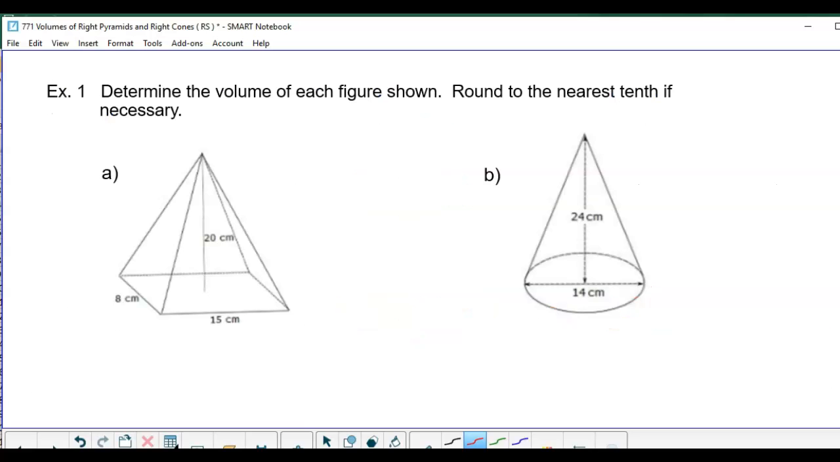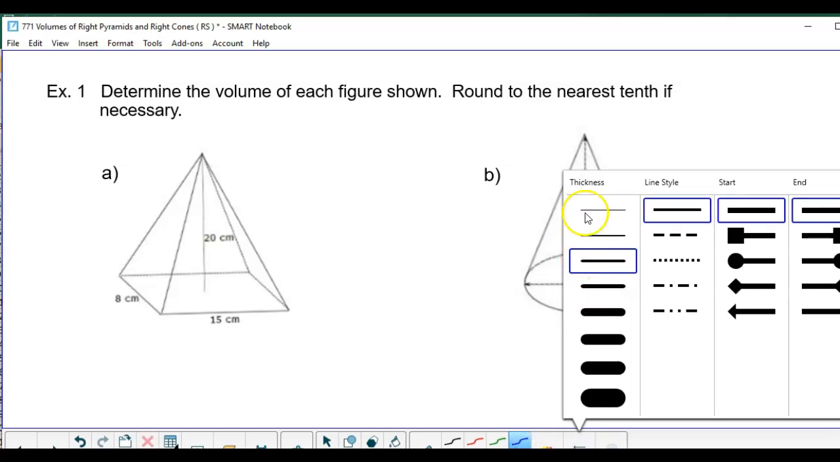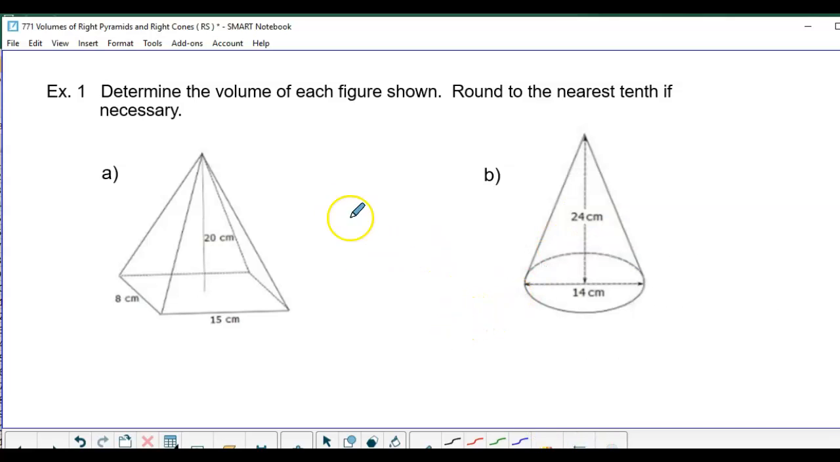Okay, next part. Let's do some actual calculations. Determine the volume of each figure, rounded to the nearest tenth. You always have to make sure you have the vertical height, not a slant height. Slant height you need for surface area. So this is going to be 1/3 area of the base times the height. What is the base? It's a rectangle, so that's 8 times 15, and the height is 20.